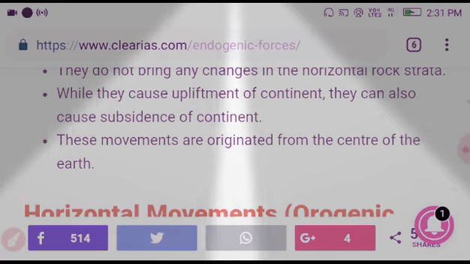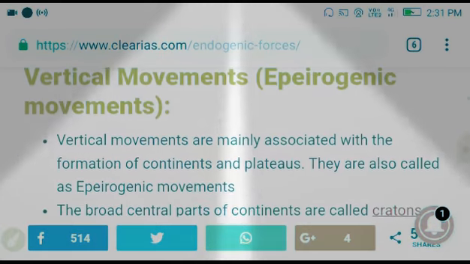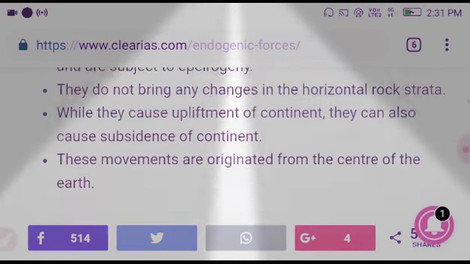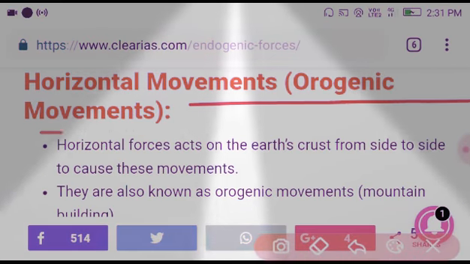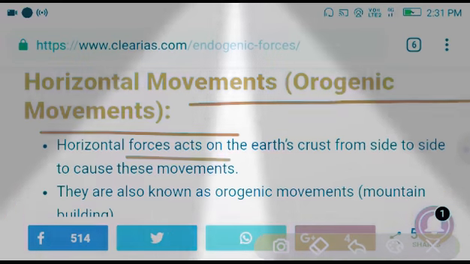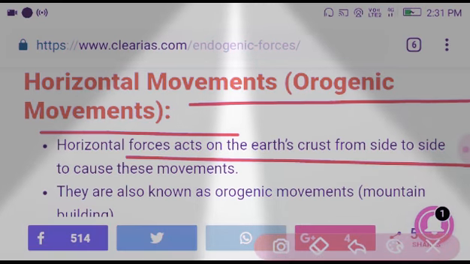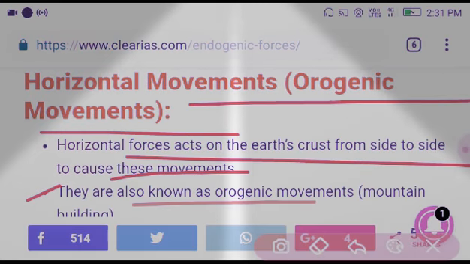We have discussed vertical movements, or epeirogenic movements, and now horizontal movements, or orogenic movements. Horizontal forces act on the earth's crust from side to side to cause these movements. They are also known as orogenic movements, mountain building.